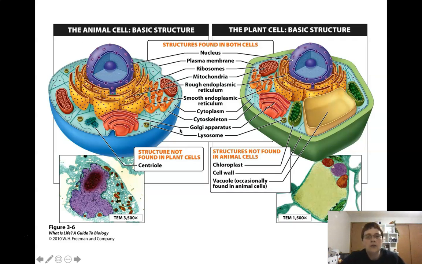And these have a lot of structures in common. But we're also going to be talking about structures that are found in just the plant cell. Now don't panic and try and write all these down. We're going to go through all of the different structures and talk about what functions they have. So we're going to see what the different jobs are and how these work together.